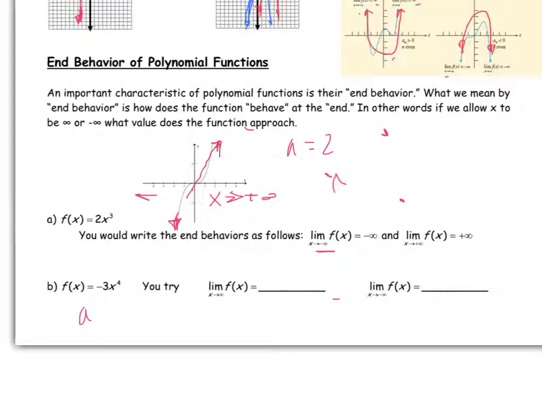Well, a in this problem is negative 3. My a is negative, so a is less than 0. My degree is 4, so it's an even polynomial. That means my end behaviors are going to go together. They're going to go up, up, or down, down. Because my a is negative, it's going to mimic a quadratic and go down, down. So we can fill in this blank. As x's get positive, my y's are getting more negative. As x's get more negative, my y's are getting more negative. They're going down, down.